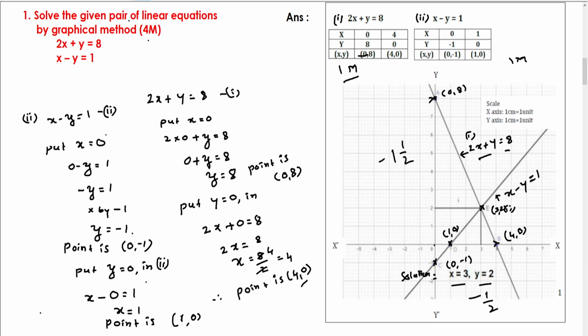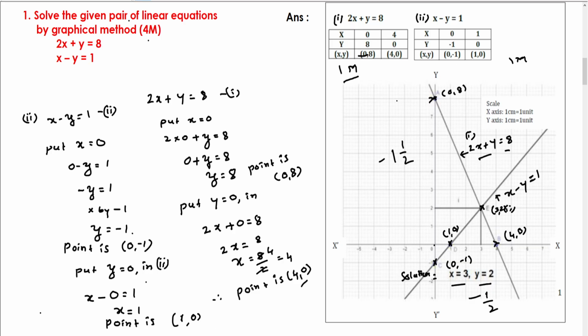And take a second equation, x minus y is equal to 1. Problems will be very simple, and if you carefully solve, you will get full marks. Put x is equal to 0 in the equation. 0 minus y is equal to minus 1. Many students are weak in handling negative signs. Multiply both sides by minus 1. You will get y is equal to, minus into minus becomes a plus, plus into minus becomes minus 1. y is equal to minus 1. The first point will be 0, minus 1. Write in the table coordinates. Then put y is equal to 0 in the same equation. You will get x minus 0 is equal to 1, x is equal to 1, point will be 1, 0.